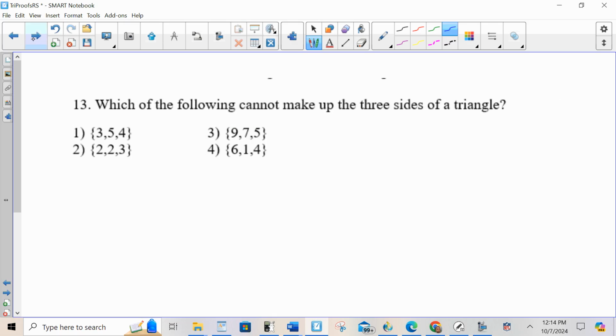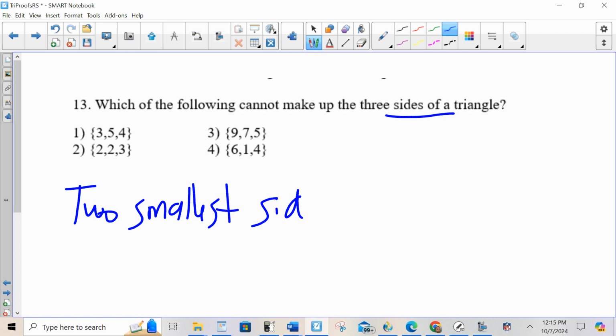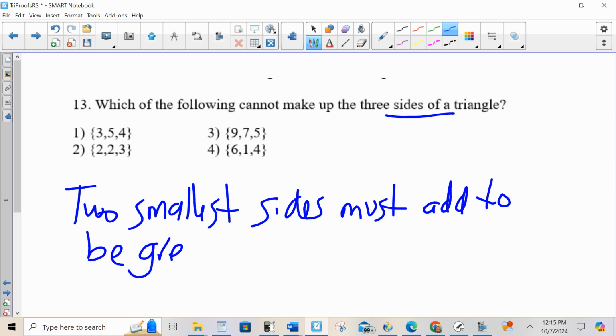And one more review question. Which of the following cannot make up the three sides of a triangle? Well, the rule for the sides of a triangle is the two smallest sides must add to be greater than the third side.